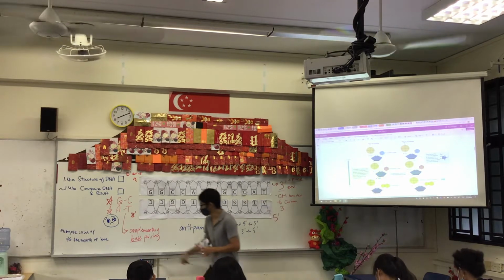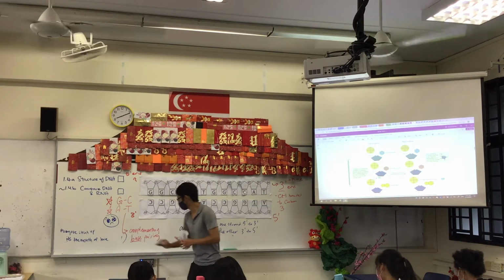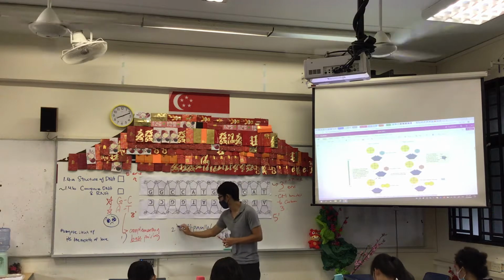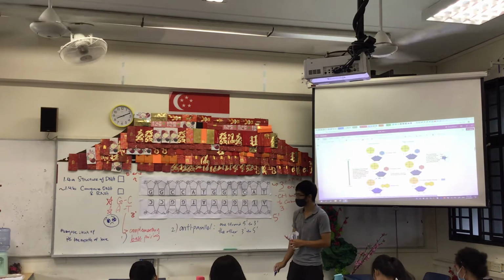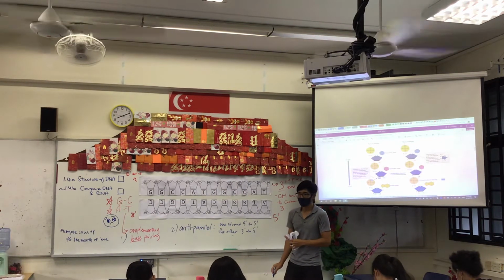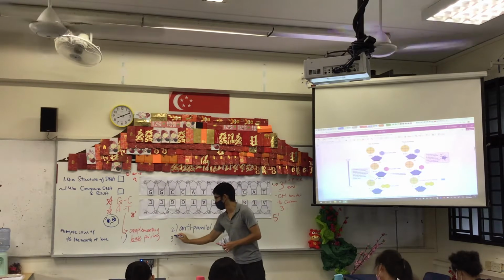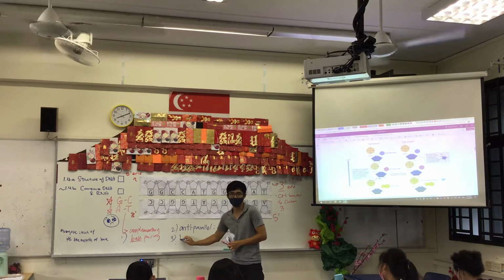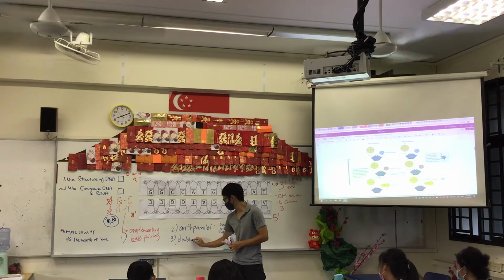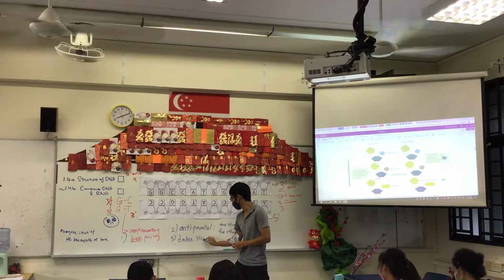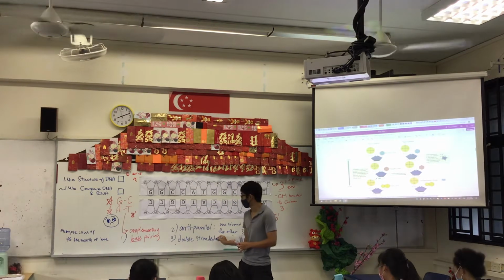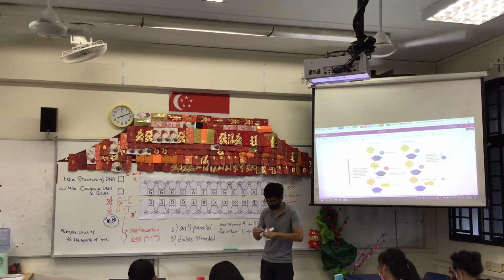Two characteristics I brought across so far. Number one, there's complementary base pairing. Number two, it's anti-parallel. Maybe number three, the most obvious one that I kind of just glossed over, is double-stranded. DNA is double-stranded. Double-stranded means there are two strands.